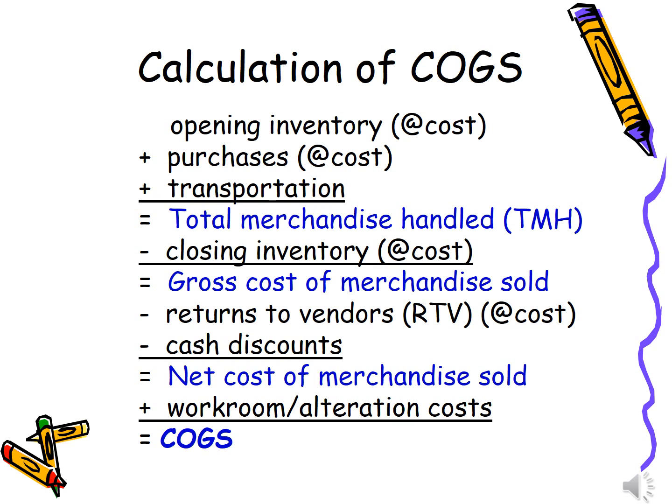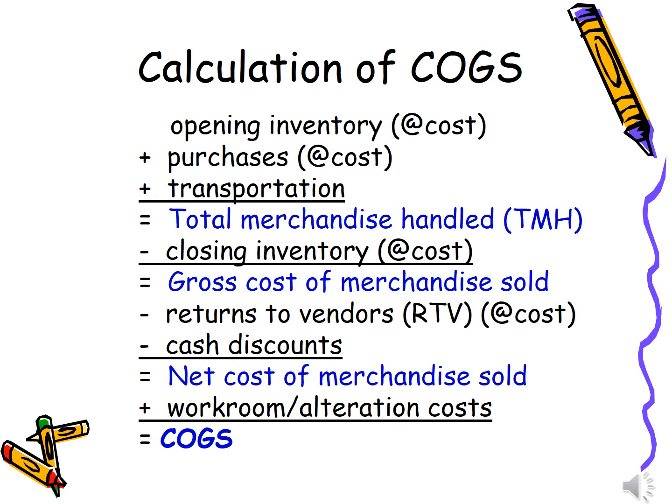and that leaves us gross cost of merchandise sold. And then if we are able to return any merchandise to vendors, that also has to be subtracted. If we received any cash discount from the vendors, that will also have to be subtracted, which leads to the net cost of merchandise sold. And finally, if we paid any alteration or workroom cost to prepare the merchandise for sale, then that cost has to be added in, and that leads to our final cost of goods sold.